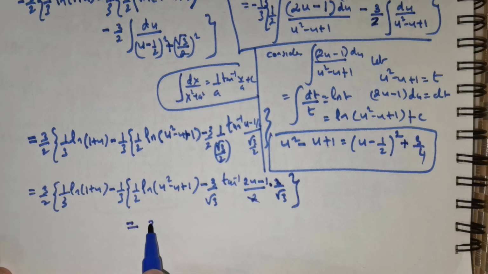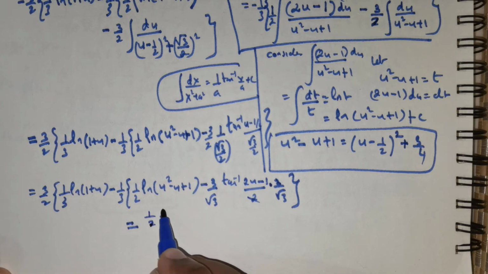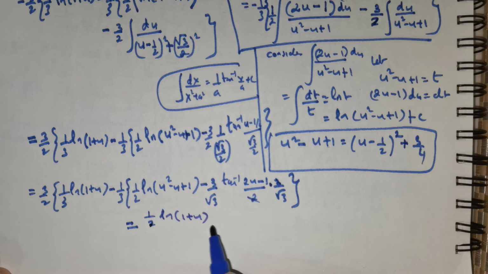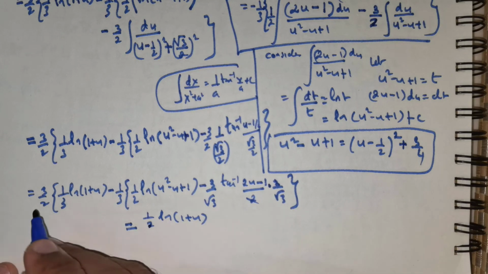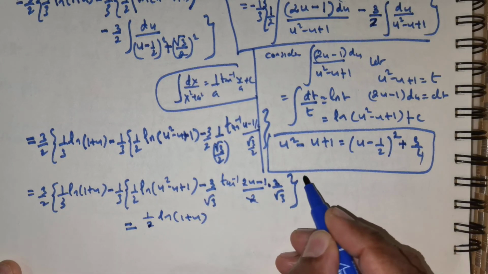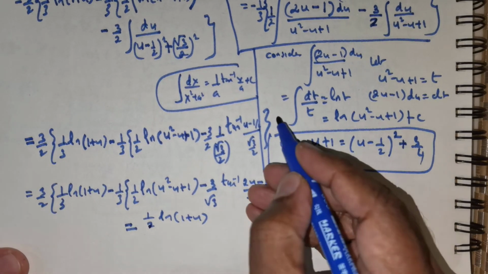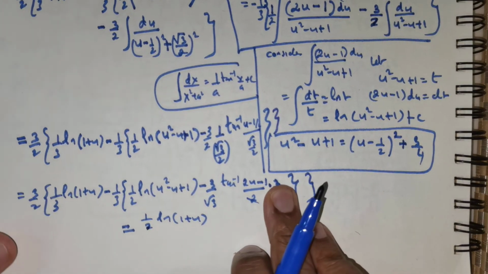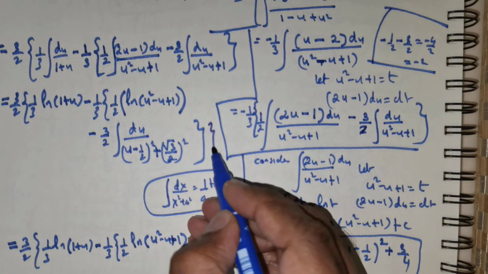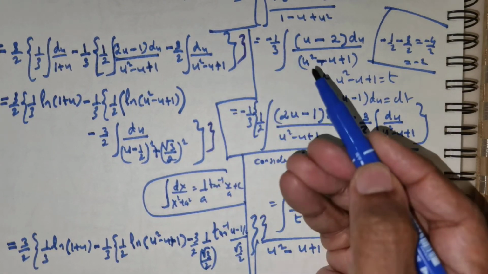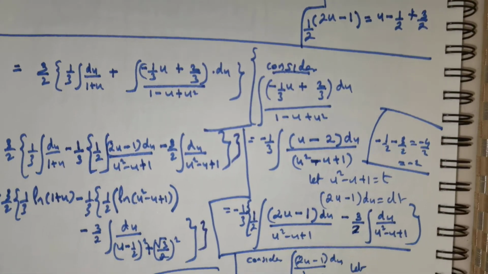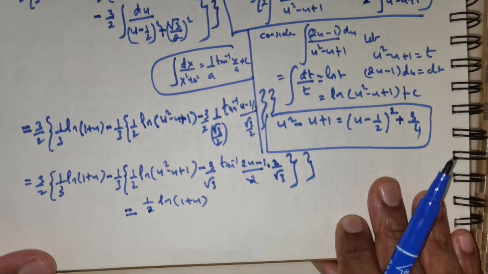This is equal to, if you were to bring 3 inside, this is going to be 1 over 2 times ln of 1 positive u, and I'm bringing 3 inside. In fact, there is one more parenthesis because this 3 over 2 covers the entire term. So we need to just add that one more parenthesis. Okay, so that's not an issue for us.